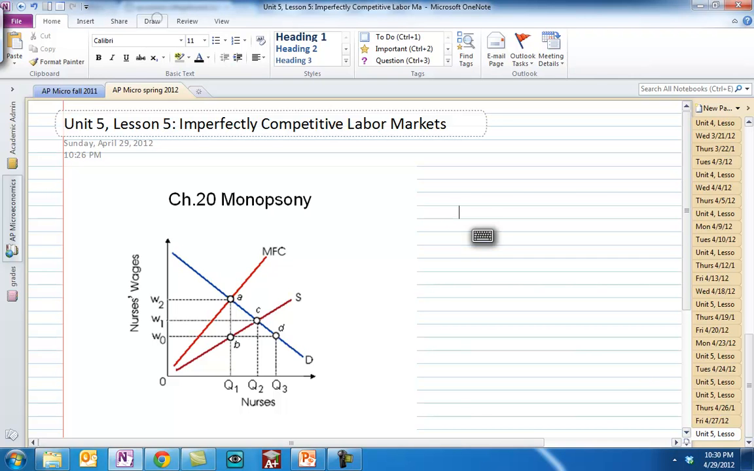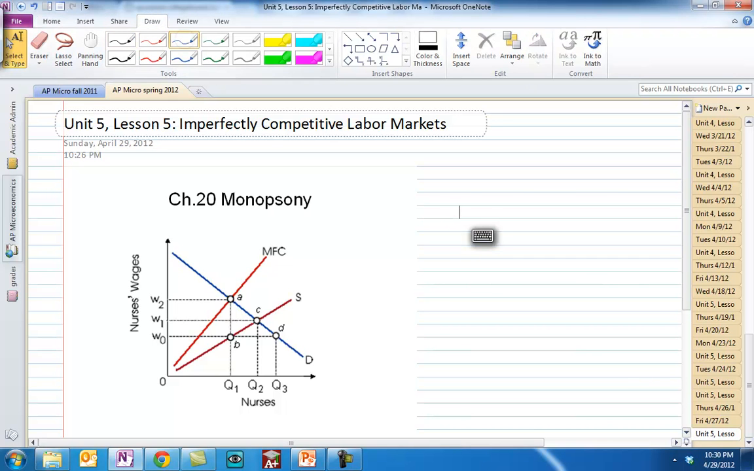We'll start by just drawing the main distinction between an imperfectly competitive labor market and a perfectly competitive labor market, which is what we've been working with so far. In an imperfectly competitive labor market, the firm's hiring decisions affect the market wage. Therefore, the firm is not a wage taker.